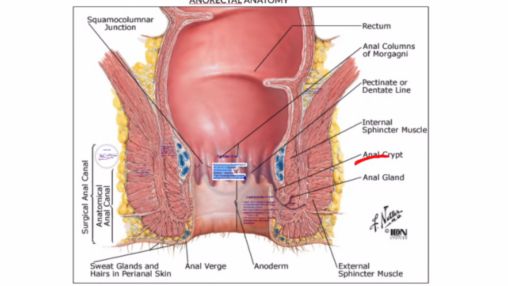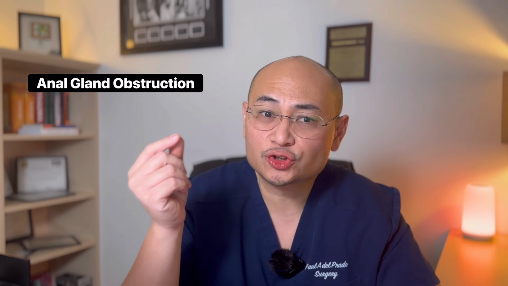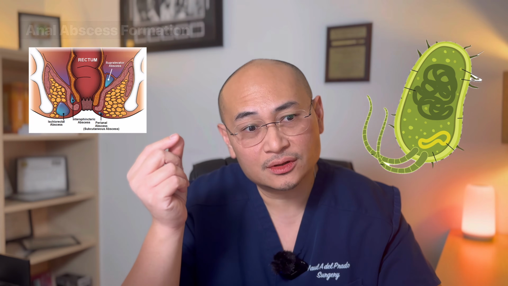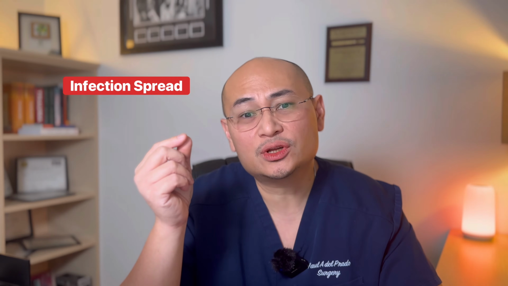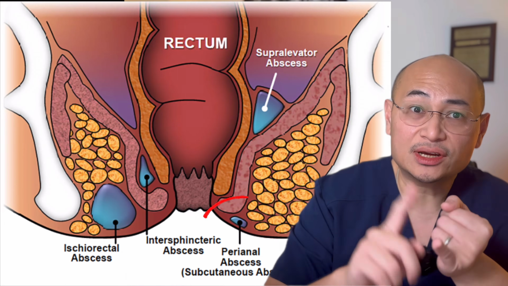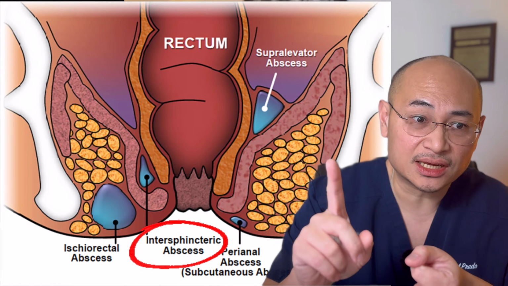So let's review the anatomy. The story starts with the anal glands. These glands drain into the anal crypts at the dentate line and pass through the internal sphincter. If one of these glands becomes obstructed, bacteria proliferate, leading to an infection and abscess formation. From there, the infection can spread into different anatomic spaces. And hence we have this picture here, which shows a perianal abscess, an ischiorectal abscess, an intersphincteric abscess, and a supralevator abscess. Understanding this anatomy is critical for predicting abscess location and fistula trajectory.